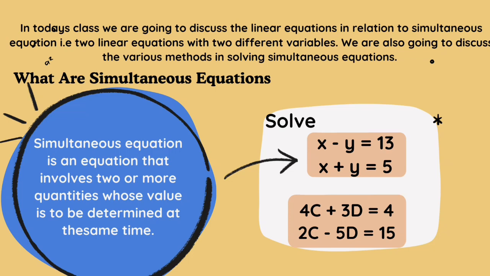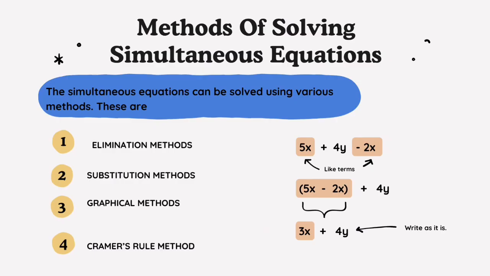In today's class, we're going to discuss the linear equation in relation to simultaneous equation. We define simultaneous equation as an equation that involves two or more quantities whose value is to be determined at the same time. We have some examples of simultaneous equation here. We have several methods used in solving simultaneous equation: elimination, substitution, graphical, and Cramer's rule method. But today we are going to talk about substitution method.